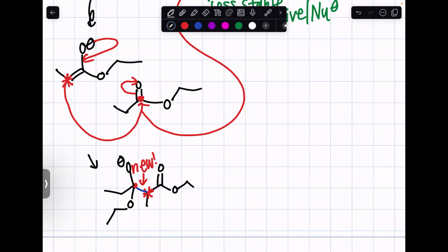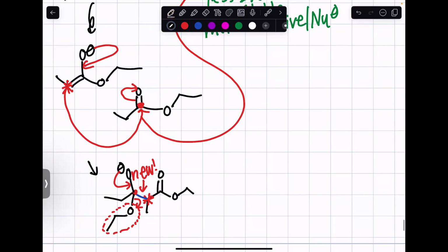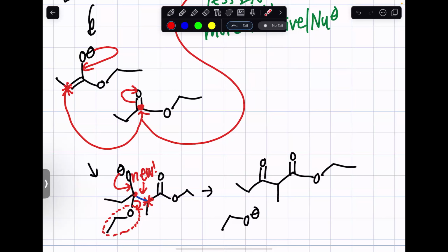Yeah. So now the next thing here is to reform that carbonyl and then kick out this leaving group here. But previously, what did you learn about this leaving group? Is this a bad or good leaving group here? Bad. Yeah, OR is a bad leaving group, right? This OR is a bad leaving group. OH is a bad leaving group. R is a bad leaving group. H is a bad leaving group, right?